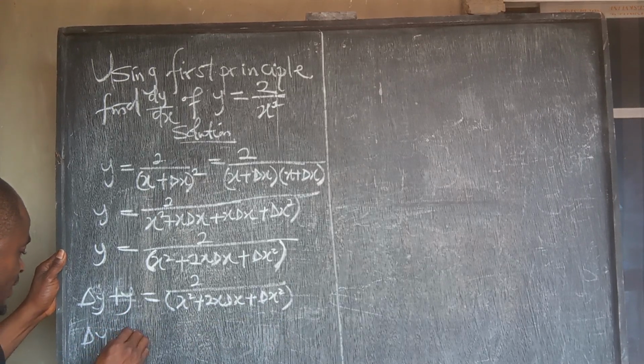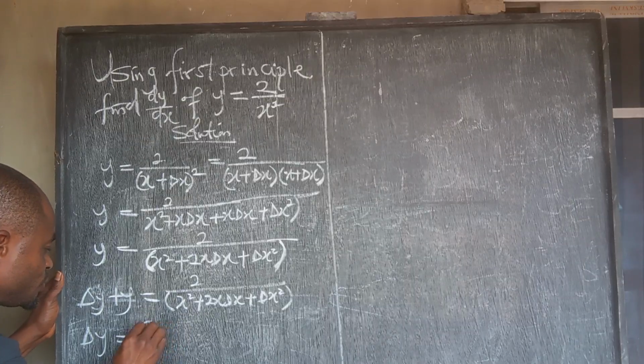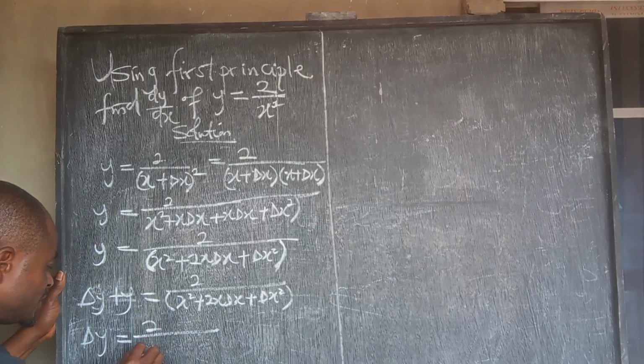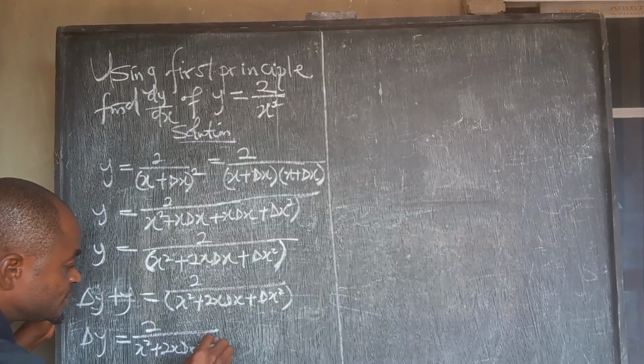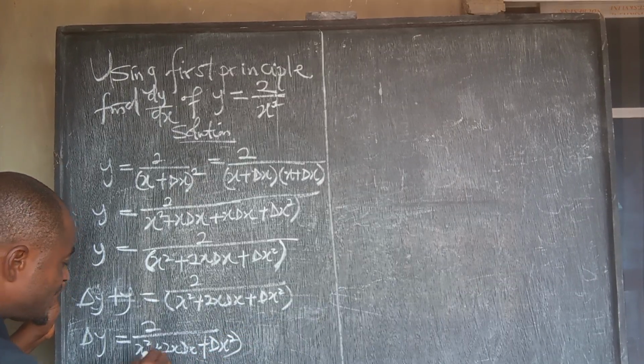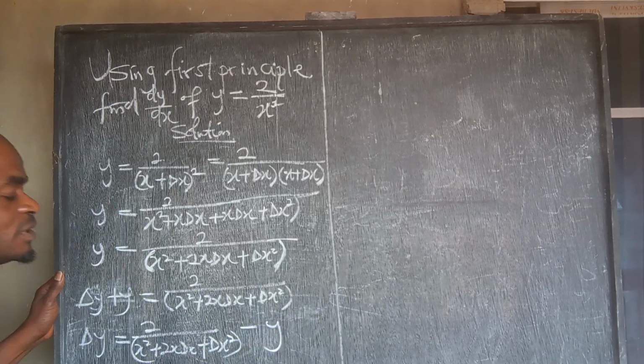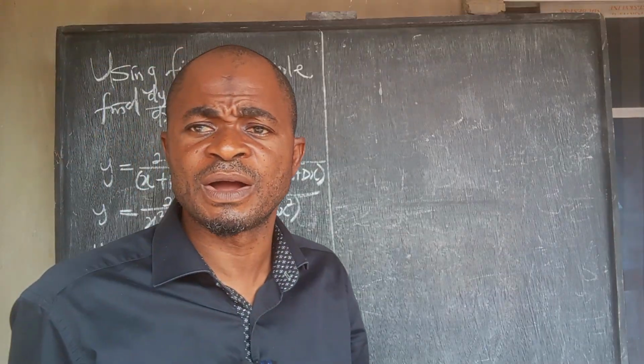We have changing y equals 2 all over x squared plus 2x changing x plus changing x squared. Then everything will be minus y.